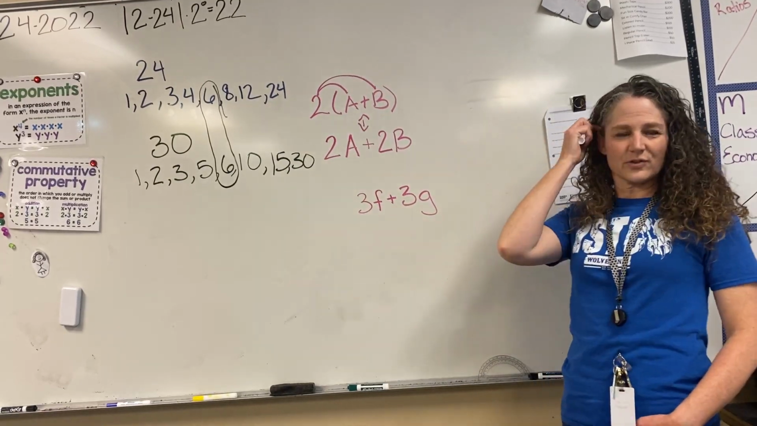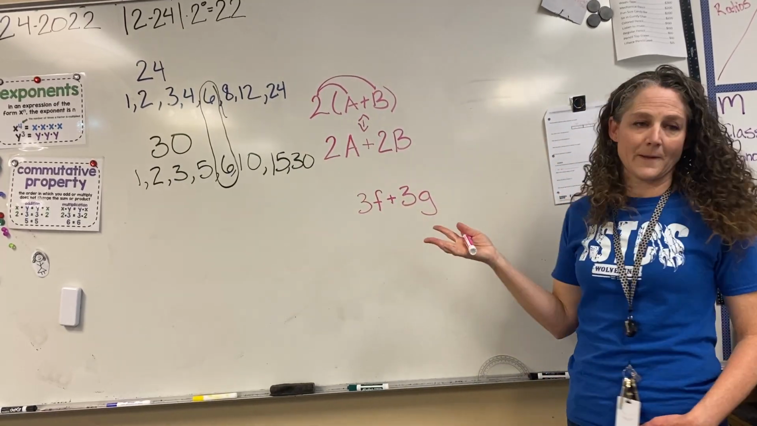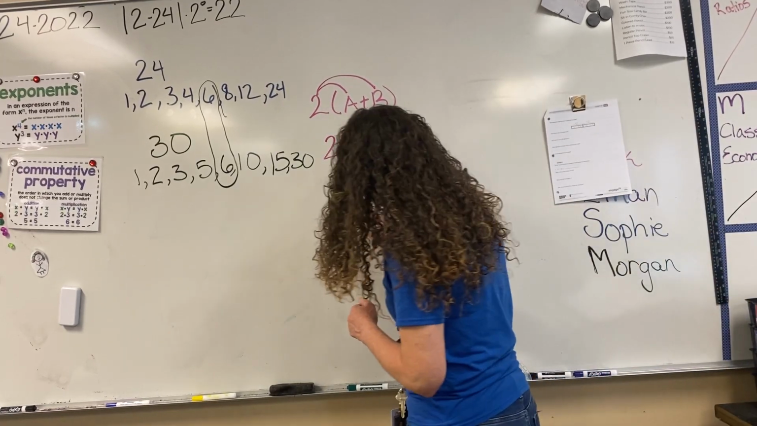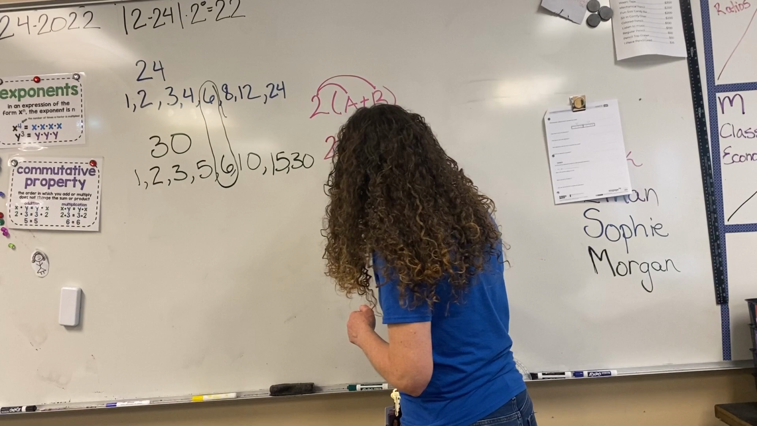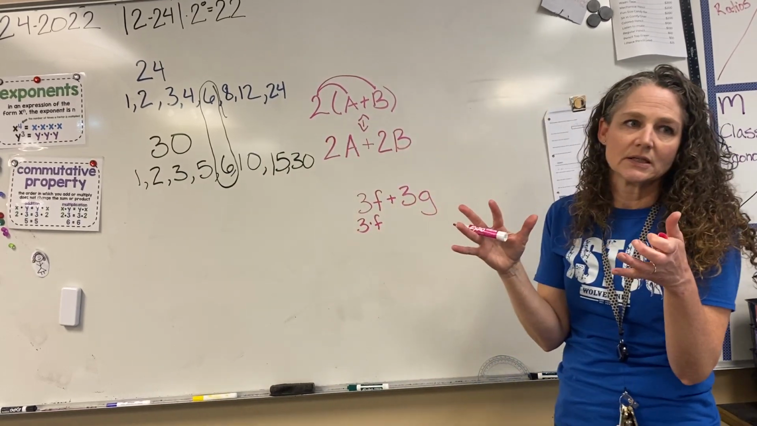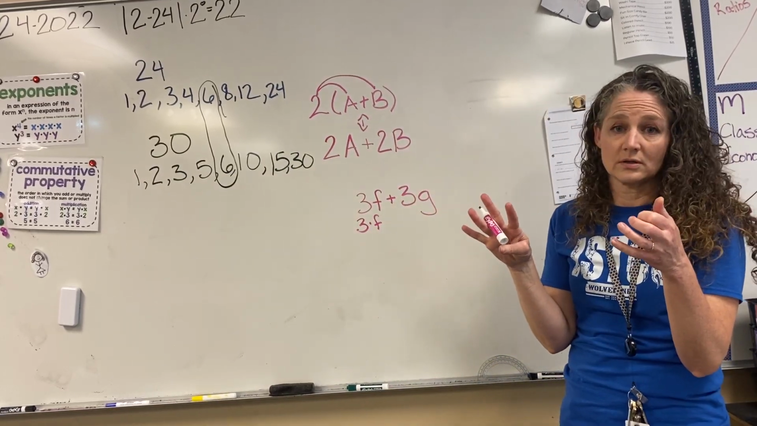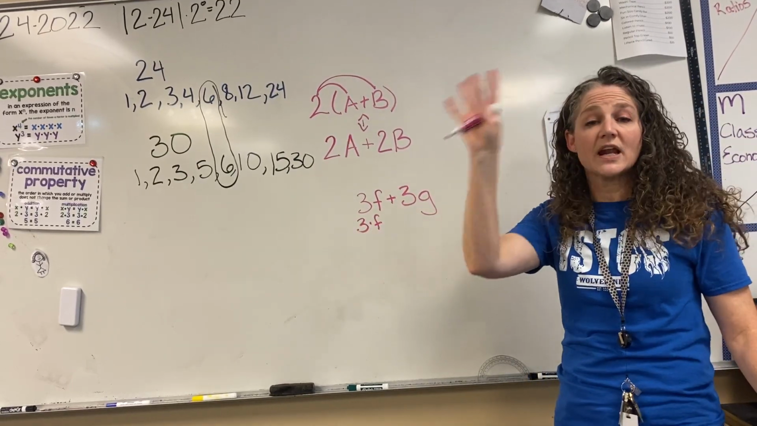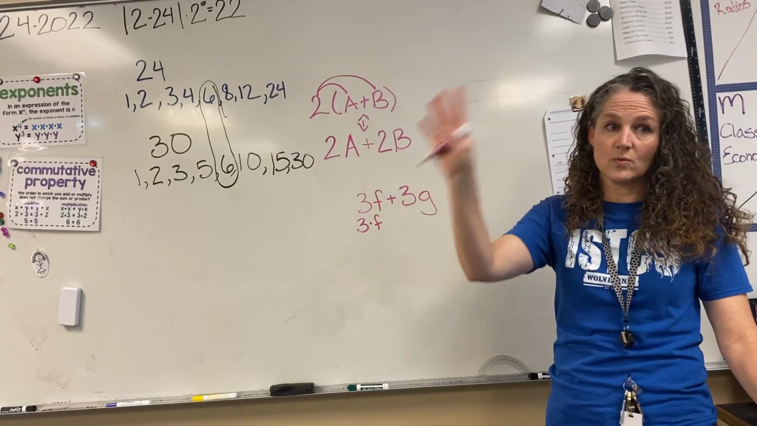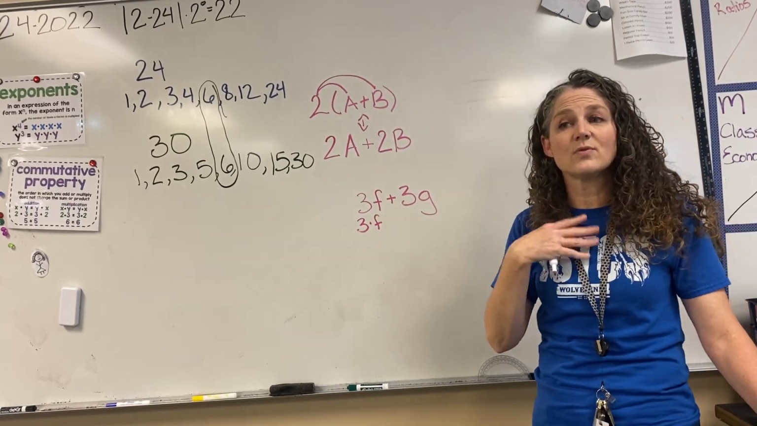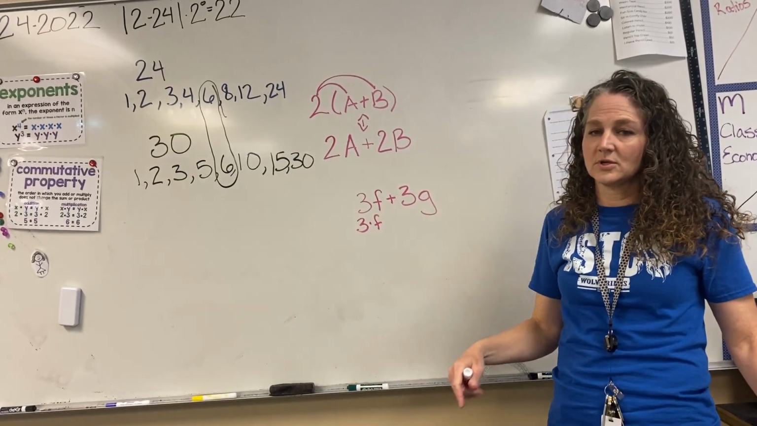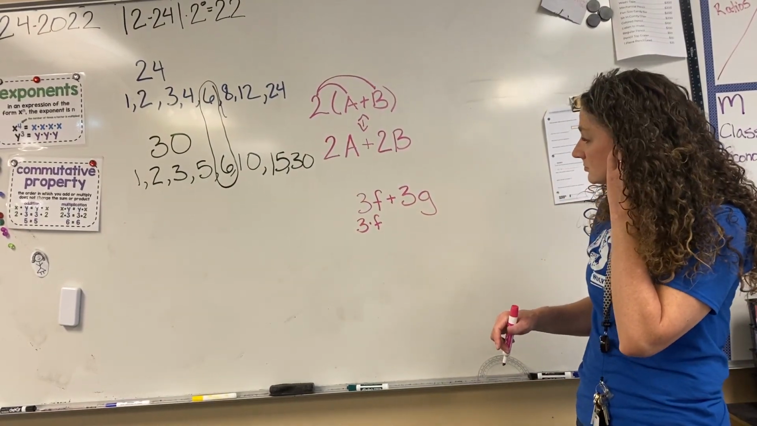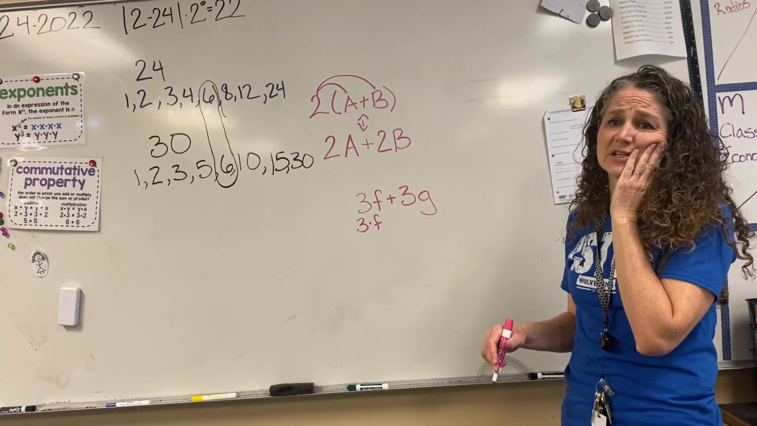What are the factors of 3F? 3F is 3 times F, so it has 3 factors: 1, 3, and F. We're not going to ever count 1. We don't care about 1. Ignore 1. We love 1, but we're going to ignore 1. 1 doesn't count, because 2 stole its W.